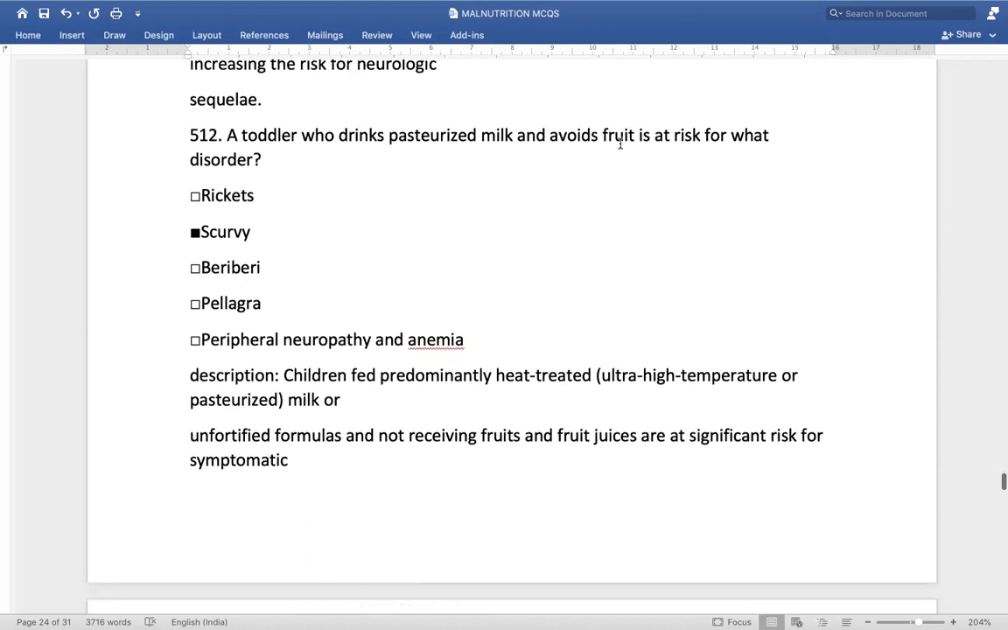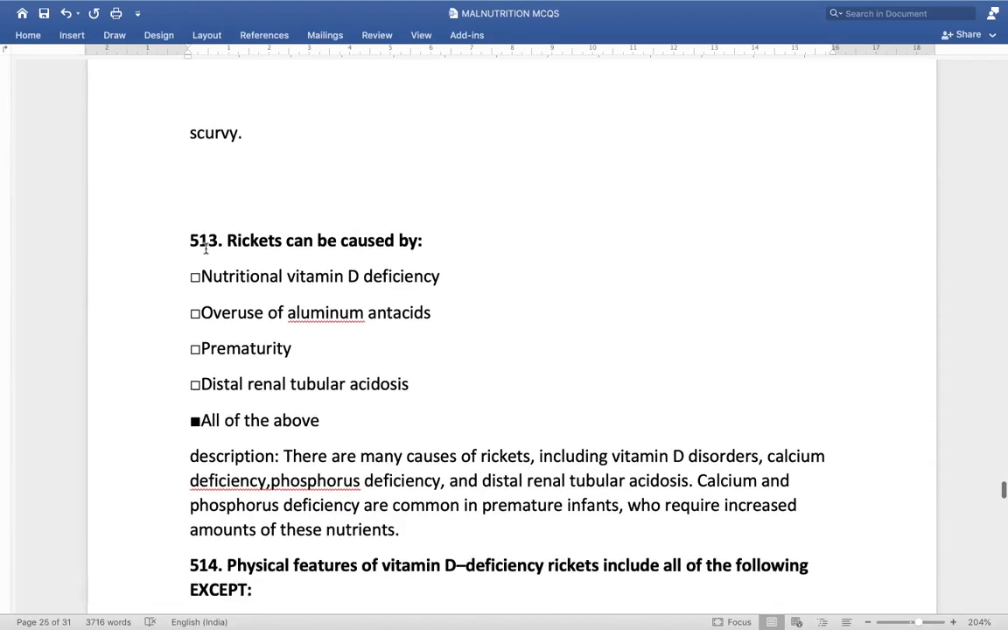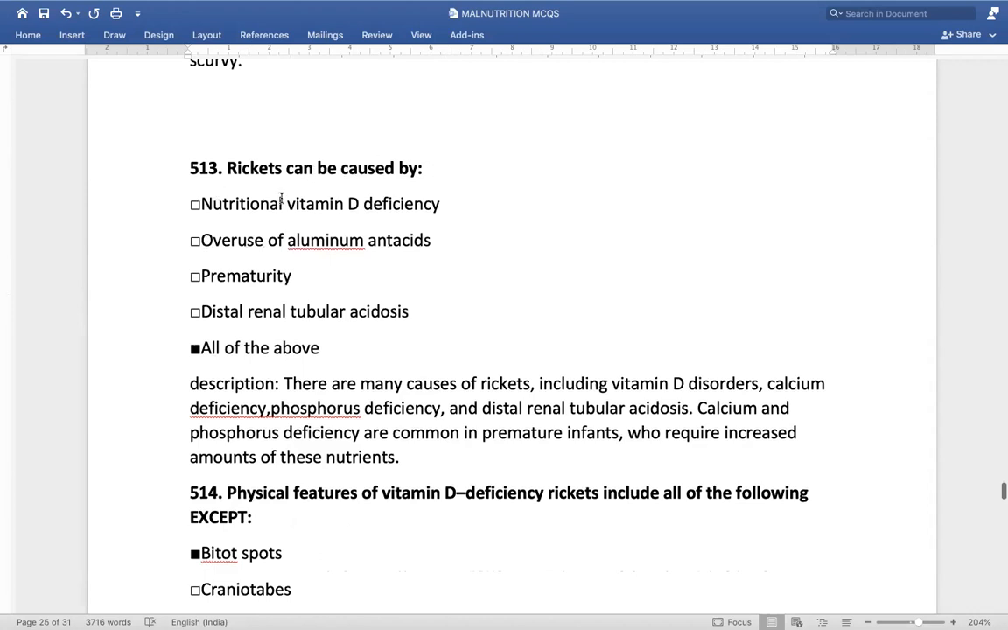A toddler who drinks pasteurized milk and avoids all kinds of fruits. What is the risk the child will be suffering from? Rickets, no. Milk has vitamin D. Beriberi, pellagra, peripheral neuropathy and anemia, no. If the child avoids taking fruits, as we already know, citrus fruits are the main source of vitamin C. So if the child doesn't take citrus fruits, he will suffer from scurvy. Okay. And rickets can be caused by, we know, nutritional vitamin D deficiency.